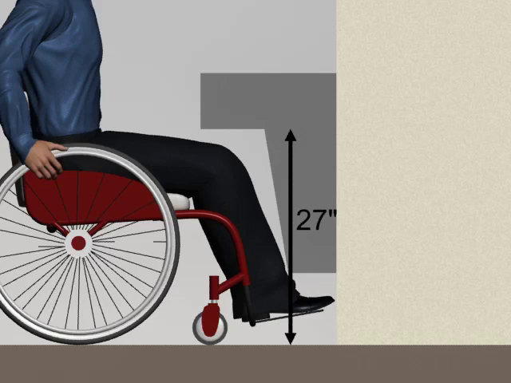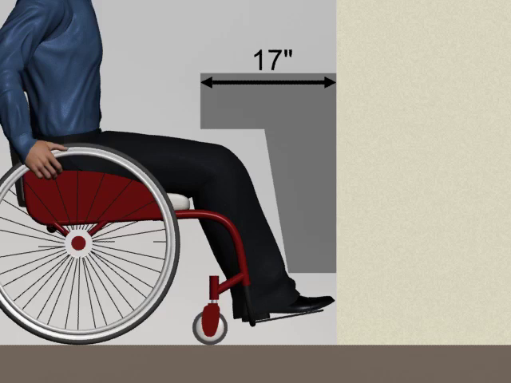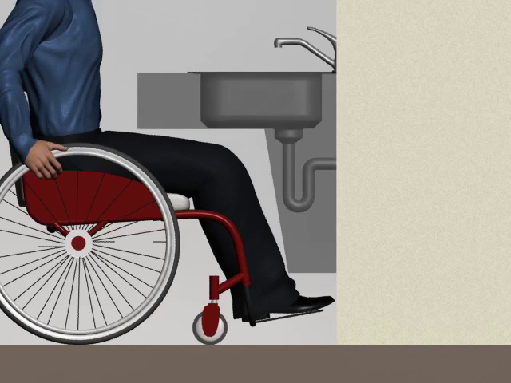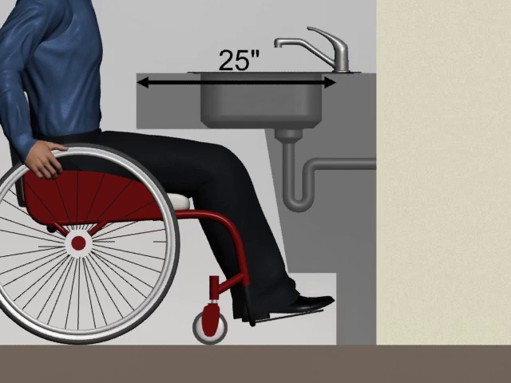These clearances allow room for plumbing, enclosures, and supports, which cannot protrude into the knee and toe space. Where knee and toe space is required, it must be at least 17 inches deep. The maximum total depth is 25 inches. Space beyond this depth is not usable.